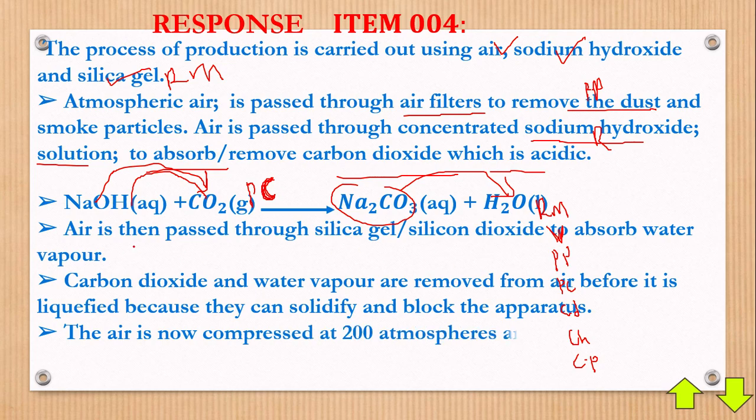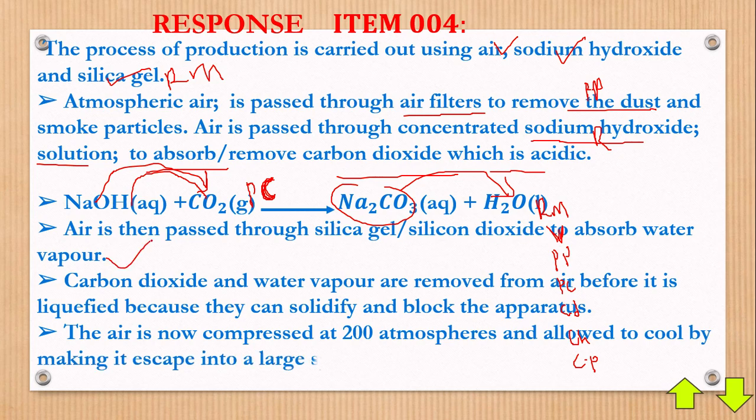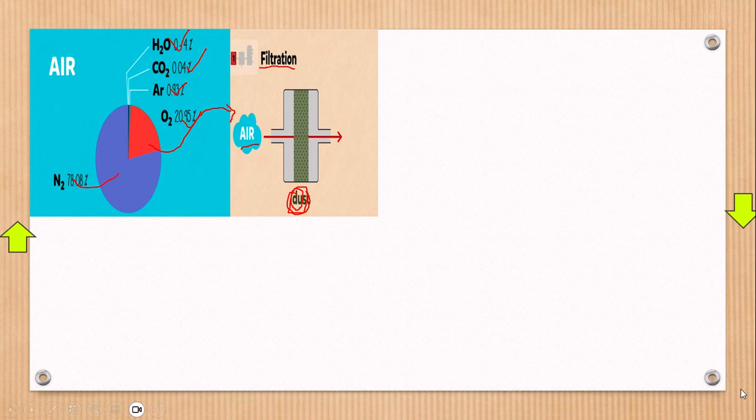The next, air is then passed through the silica gel or silicon dioxide to absorb water vapor. I would explain that. So carbon dioxide and water vapor are removed from the air before it is liquefied. Now let's go and see the next steps using our pictures still.